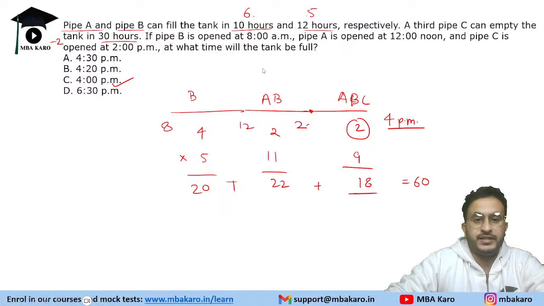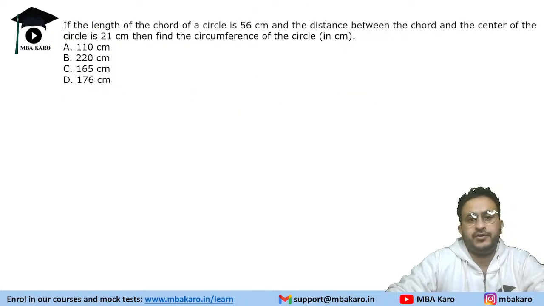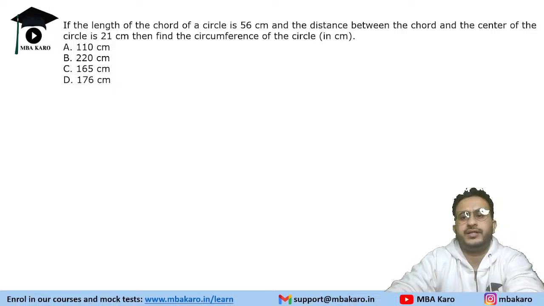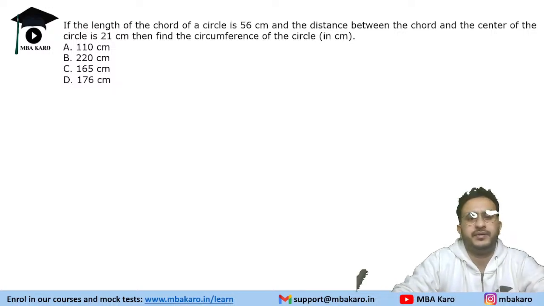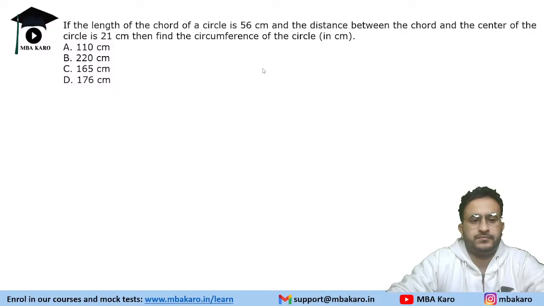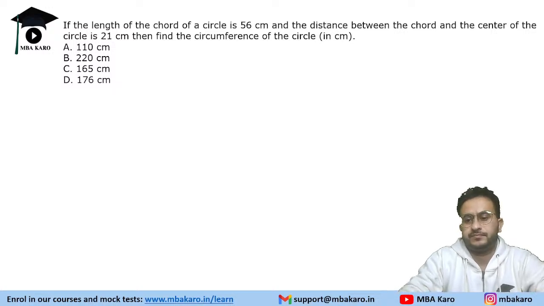Okay, so let's see the next question. If the length of the chord of a circle is 56 centimeter and the distance between the chord and the center of the circle is 21 centimeter, find the circumference of the circle. So it is a chord theorem based question.